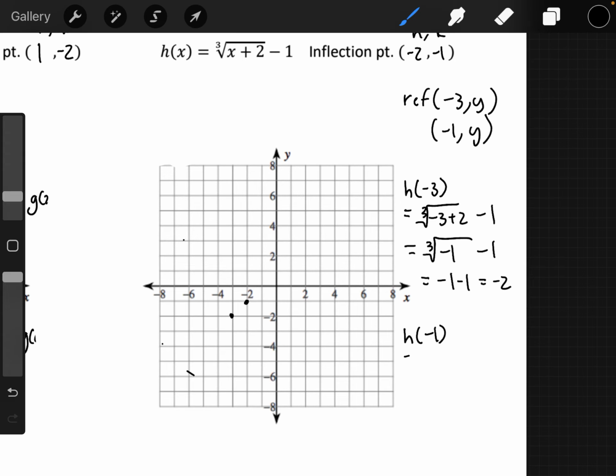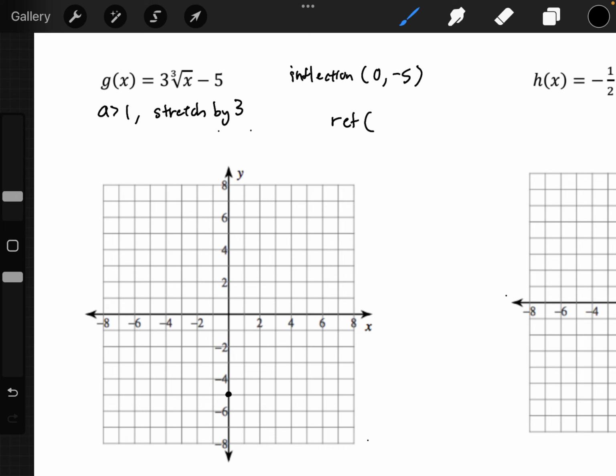Now h of x, when x is -1, is equal to the cubic root of -1 plus 2, minus 1. That's the cubic root of 1 minus 1. It's 1 minus 1, which is equal to 0. And we can pull reference points where x equals -1 and +1.